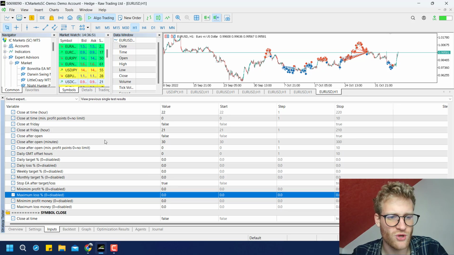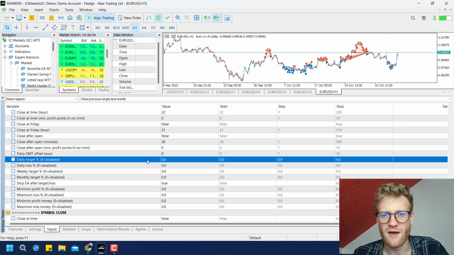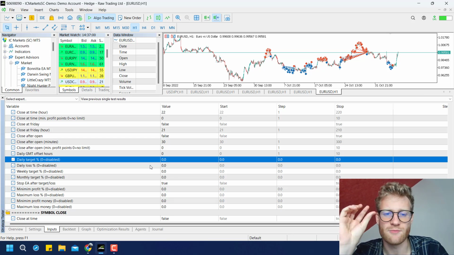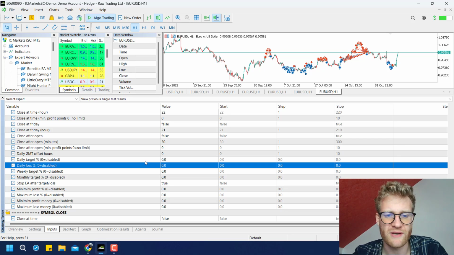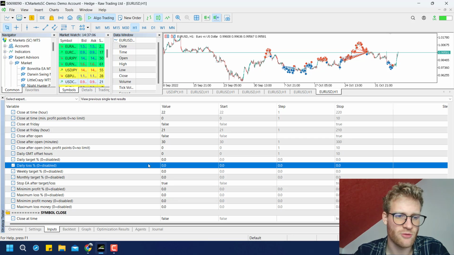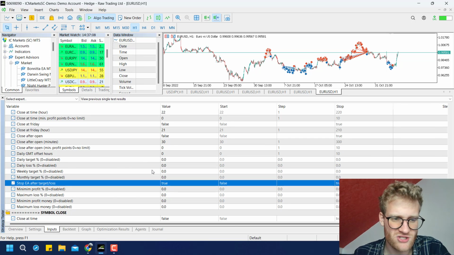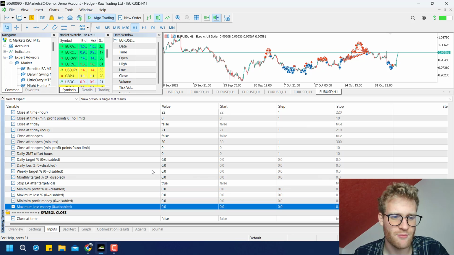But I think I do not have to explain this. This is really easy to understand, like daily target in percent. For example, if all of your positions are in total 5% in profit for this day, the program will just close everything and not open any more trades for the day. Same for the stop loss, and weekly and monthly is pretty much the same, just with another time period.